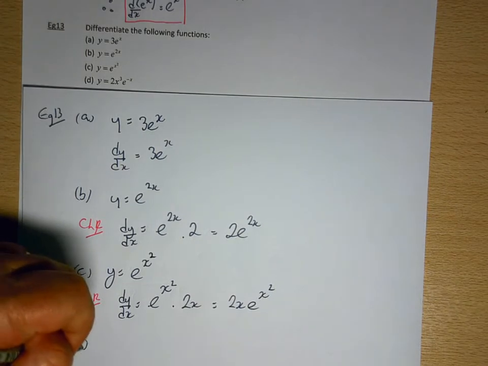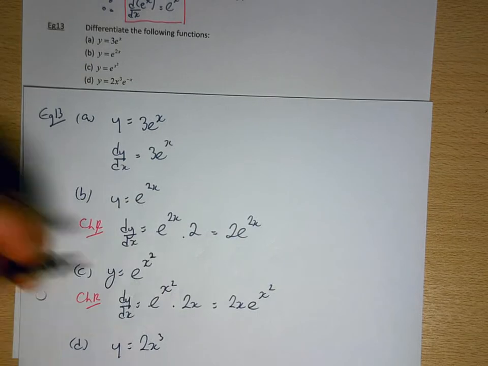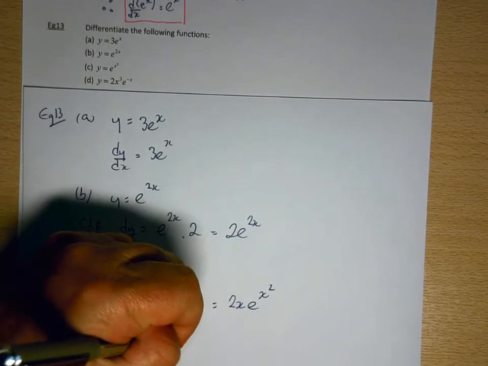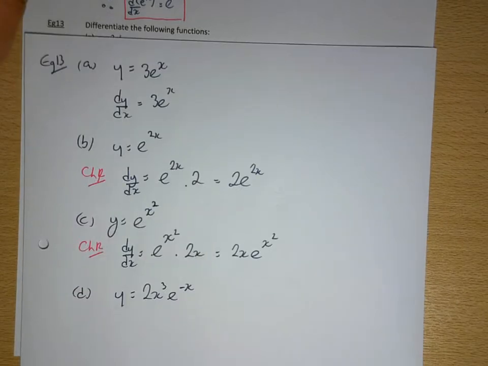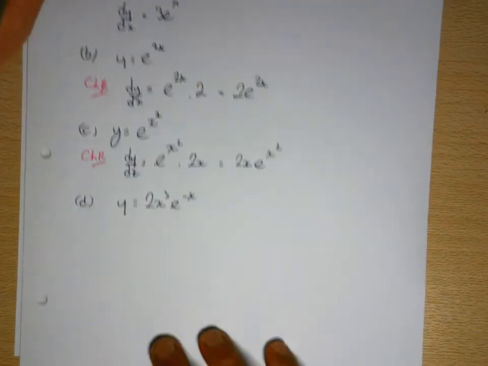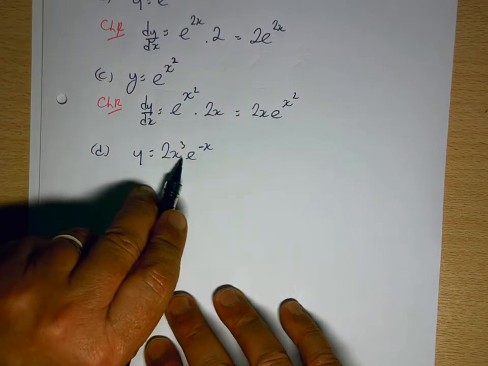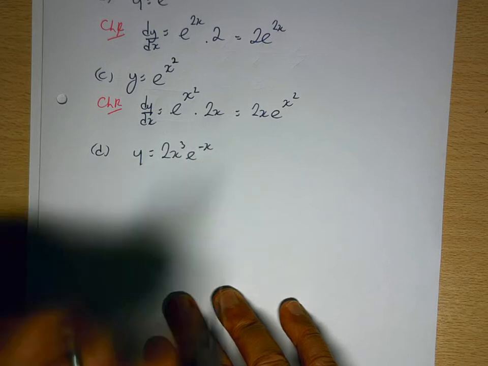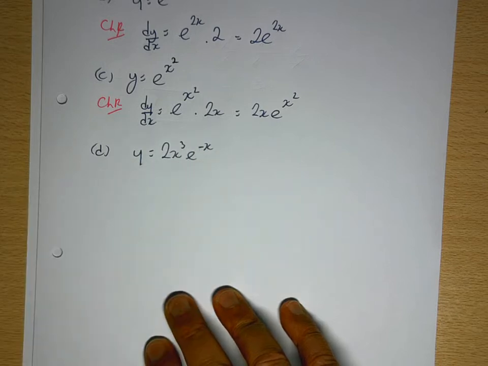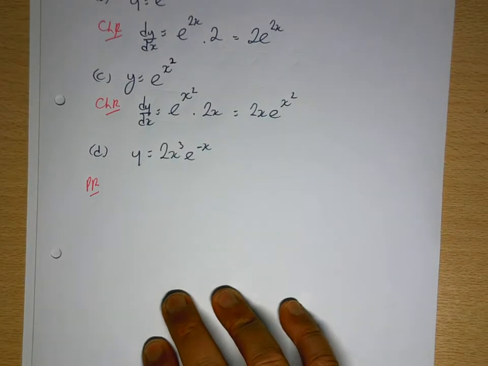D. y equals 2x cubed e to the minus x. Well, I'll tuck that up so we've got space. So this time I've got a product. I've got the 2x cubed being multiplied by the e to the minus x. So we're going to start off with the product rule.